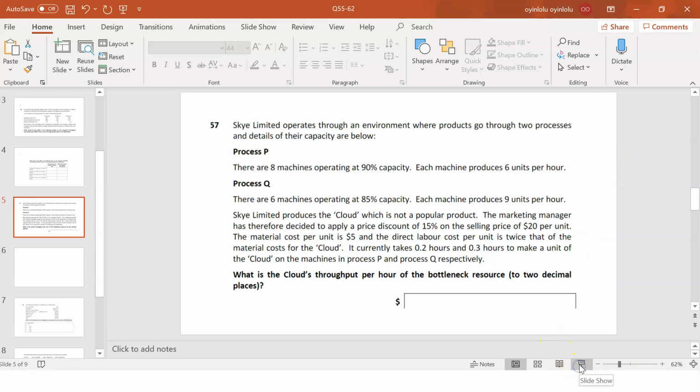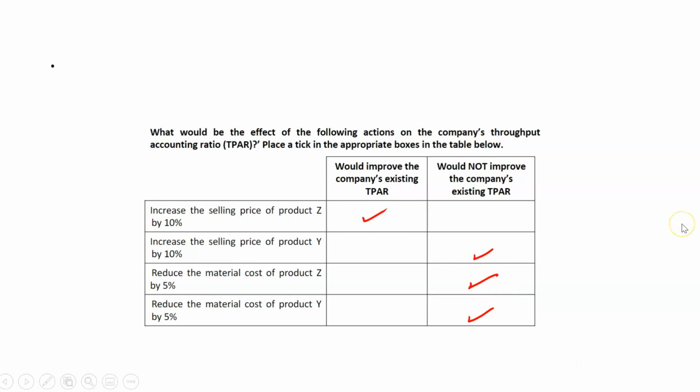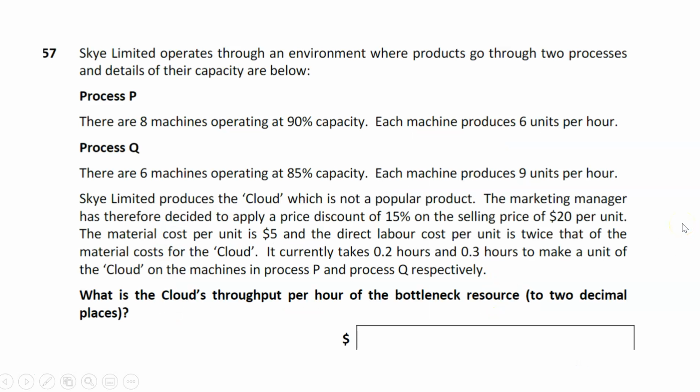Okay, 57. Let's just, again, like I say, I'm sure you'd have read through the question. It says Sky Limited operates through an environment where products go through two processes. Like I said earlier on, when you think of throughput accounting, you're always looking either at mutually exclusive products, where you get the one with the highest throughput per bottlenecked hour or bottlenecked material, or you're looking at a process and working to the pace of the slowest.